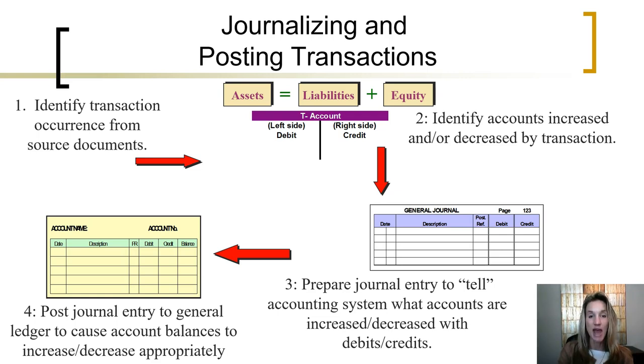And finally, to actually cause the account balances to change, recall account balances are maintained in the general ledger filing cabinet. We would then take each debit and credit from the journal entries in the general journal and post each debit and credit to the appropriate account in the general ledger filing cabinet. This will cause the account balances to increase or decrease appropriately.